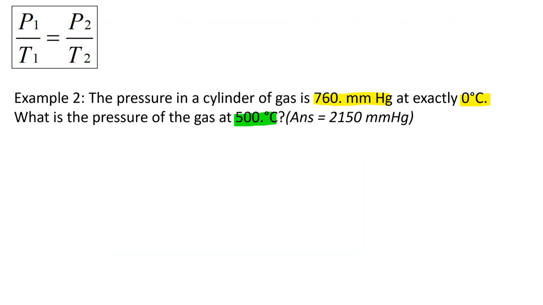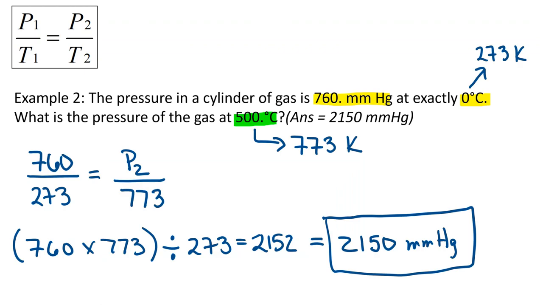All right, so I've put my beginning conditions in yellow, my final conditions in green. I Kelvinated my temperatures before I put them into my equation. Then I rearranged and solved for P, and P is 2152. That rounds to 2150 millimeters of mercury.